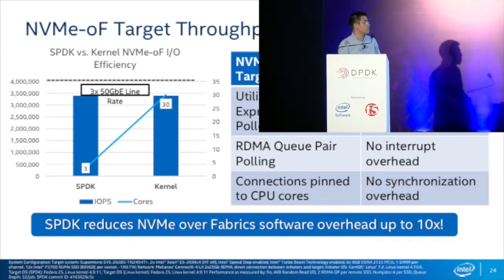Actually, we compare the performance again. It is based on 3 components. The first is that we use the user space NVMe drivers. It reduces the per NVMe I/O overhead. Secondly, we use the RDMA QP polling, so there will also be no interrupt overhead. And finally, we pinned the connections to different CPU cores. It means each CPU core will handle its own NVMe-oF fabrics target connection, so there will be no lock among the connections.